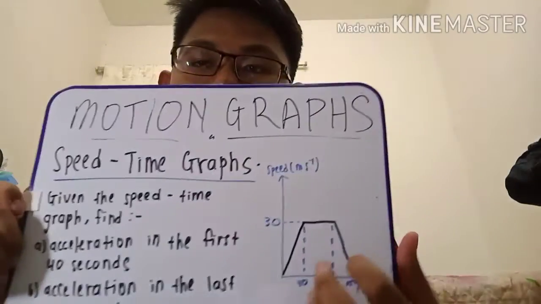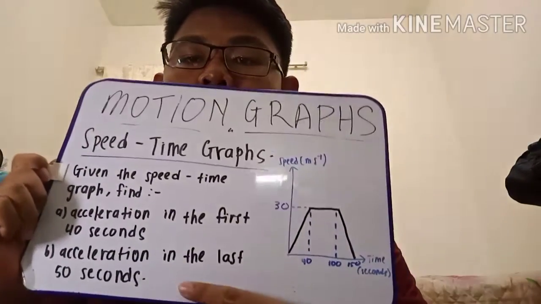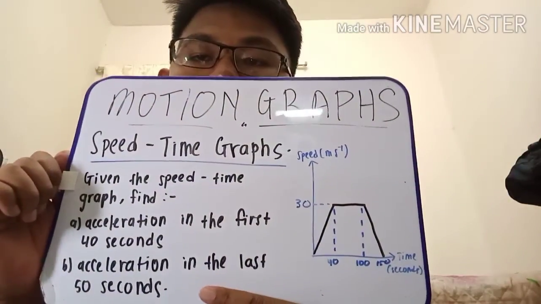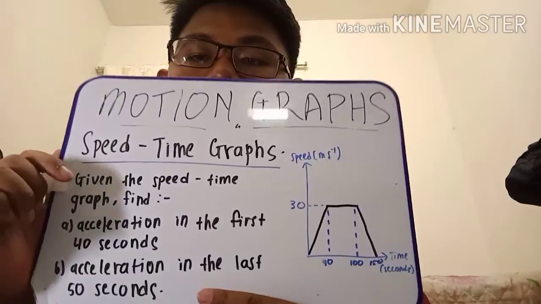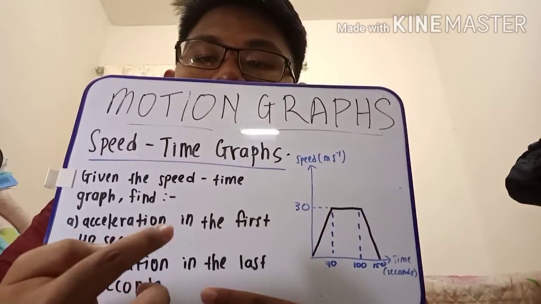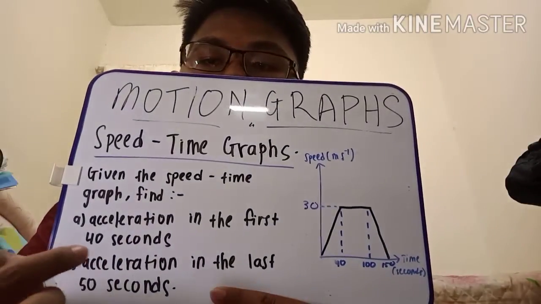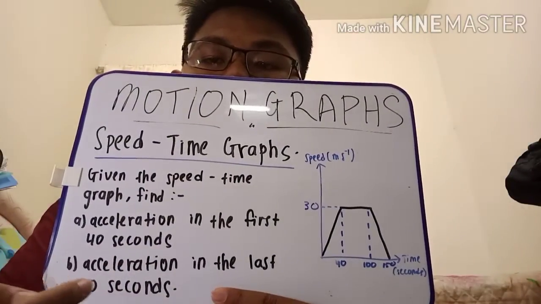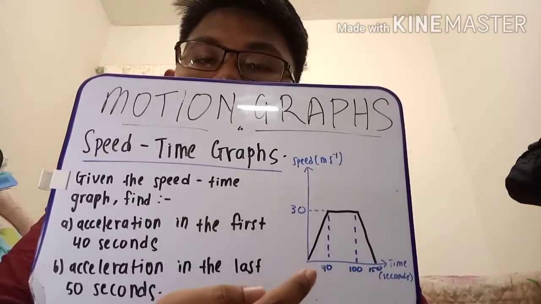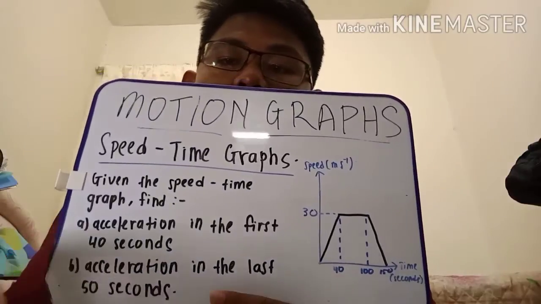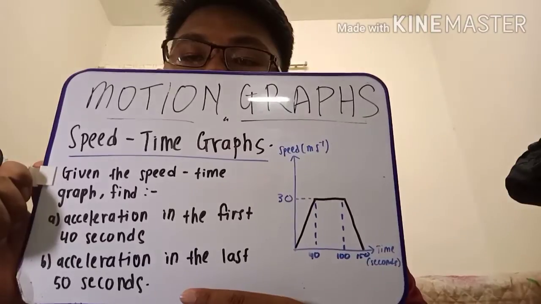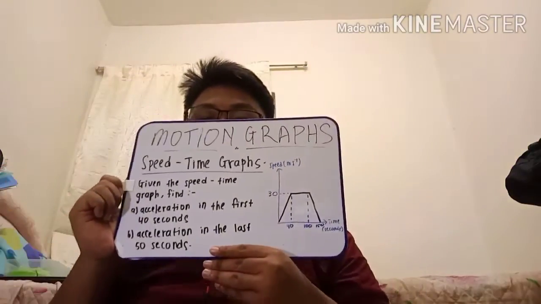This is the example for a speed-time graph. Let's look at the questions. The question says, given the speed-time graph, find A, the acceleration in the first 40 seconds, and B, the acceleration in the last 50 seconds. So first 40 seconds and the last 50 seconds. Okay, we're going to solve this.